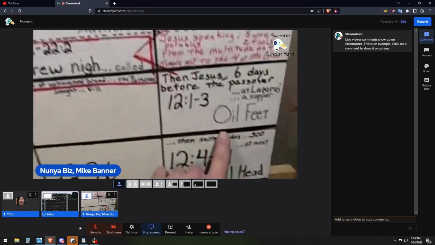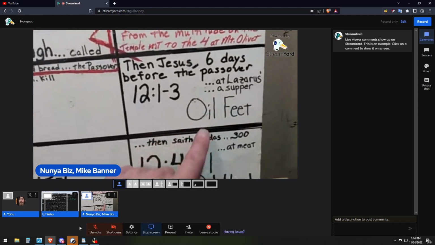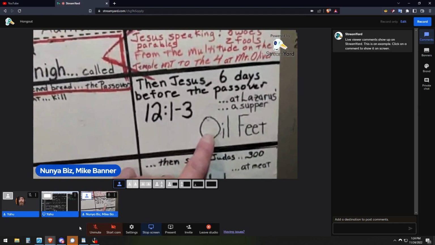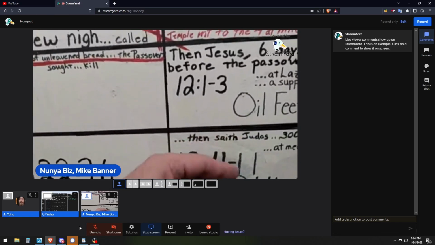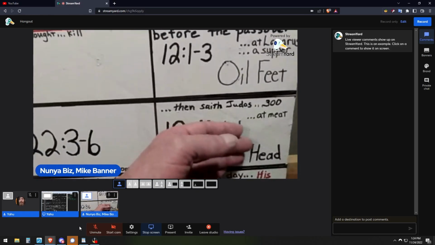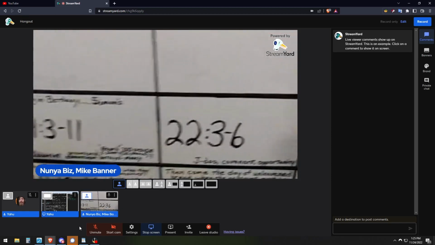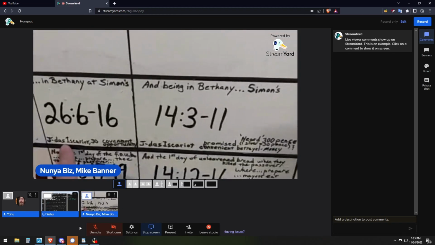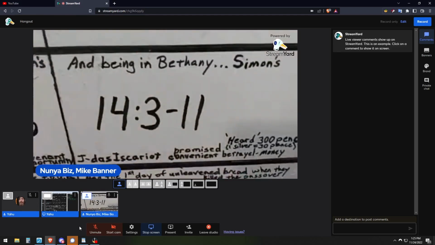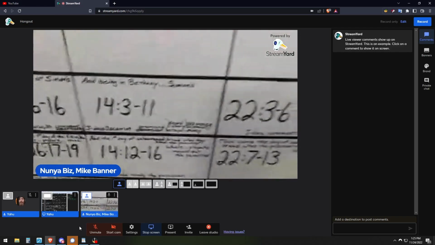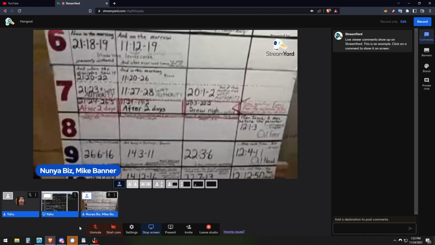And the same with the feet anointing. Yes, at Lazarus's supper, she did his feet, probably because Lazarus was stinking up the place. But when Judas said, "I could have sold that," that's going to be a different day, because we know that Judas said it at a different location, at Simon's, while they sat at meat, and he could have sold it for 300 pence. I think that's everything.